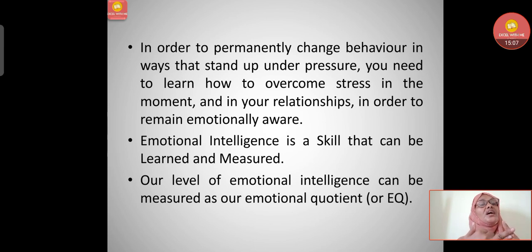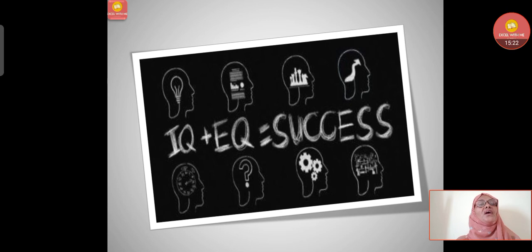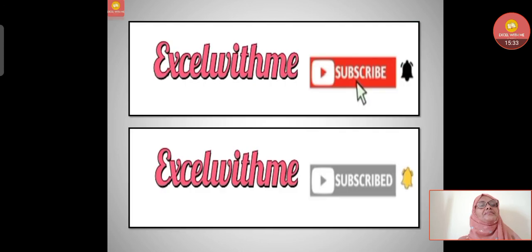As we measure intelligence quotient, in the same way we can measure emotional quotient also, emotional intelligence also. Then our level of emotional intelligence can be measured as our emotional quotient or EQ. So IQ plus EQ equals success. Emotional quotient plus intelligence quotient, that is equal to success.